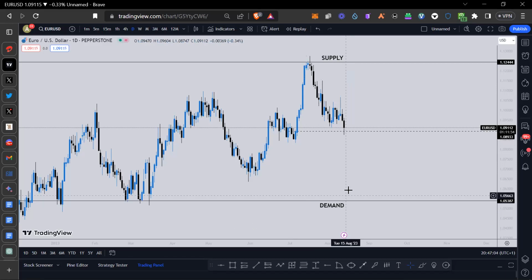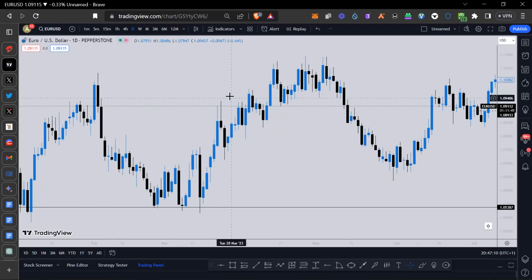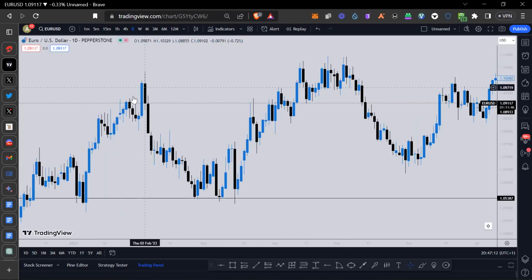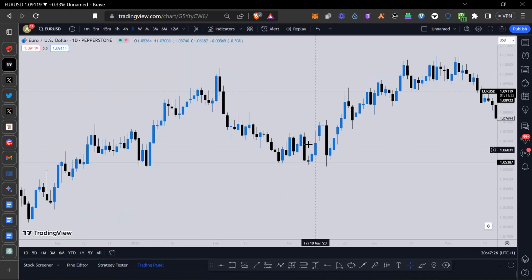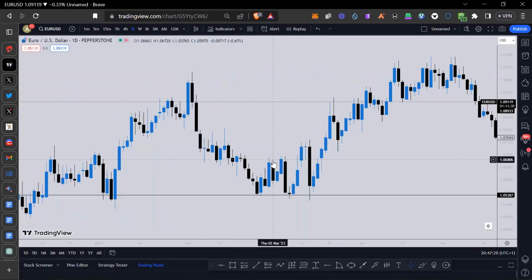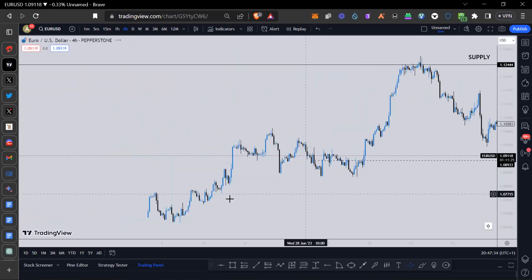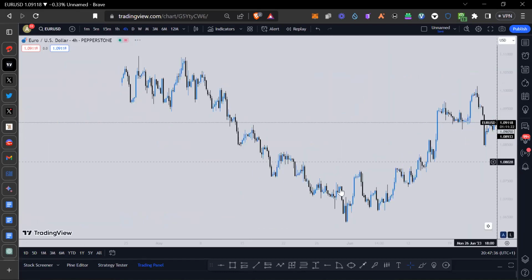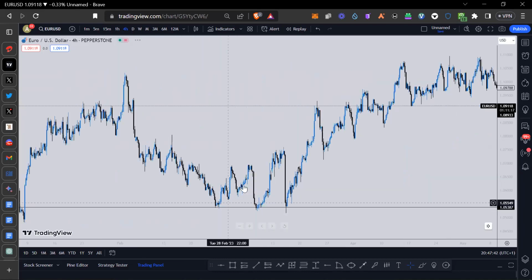Yeah, let's continue. So when you get to a demand zone, an example is this level. Price plummeted from this previous high here, and it came down to this level here. As you can see, it failed to cross this particular line here. What it means is that price has started to accumulate at this level. Hence, let's go to the four hour time frame. Hence, you see price start to move sideways.